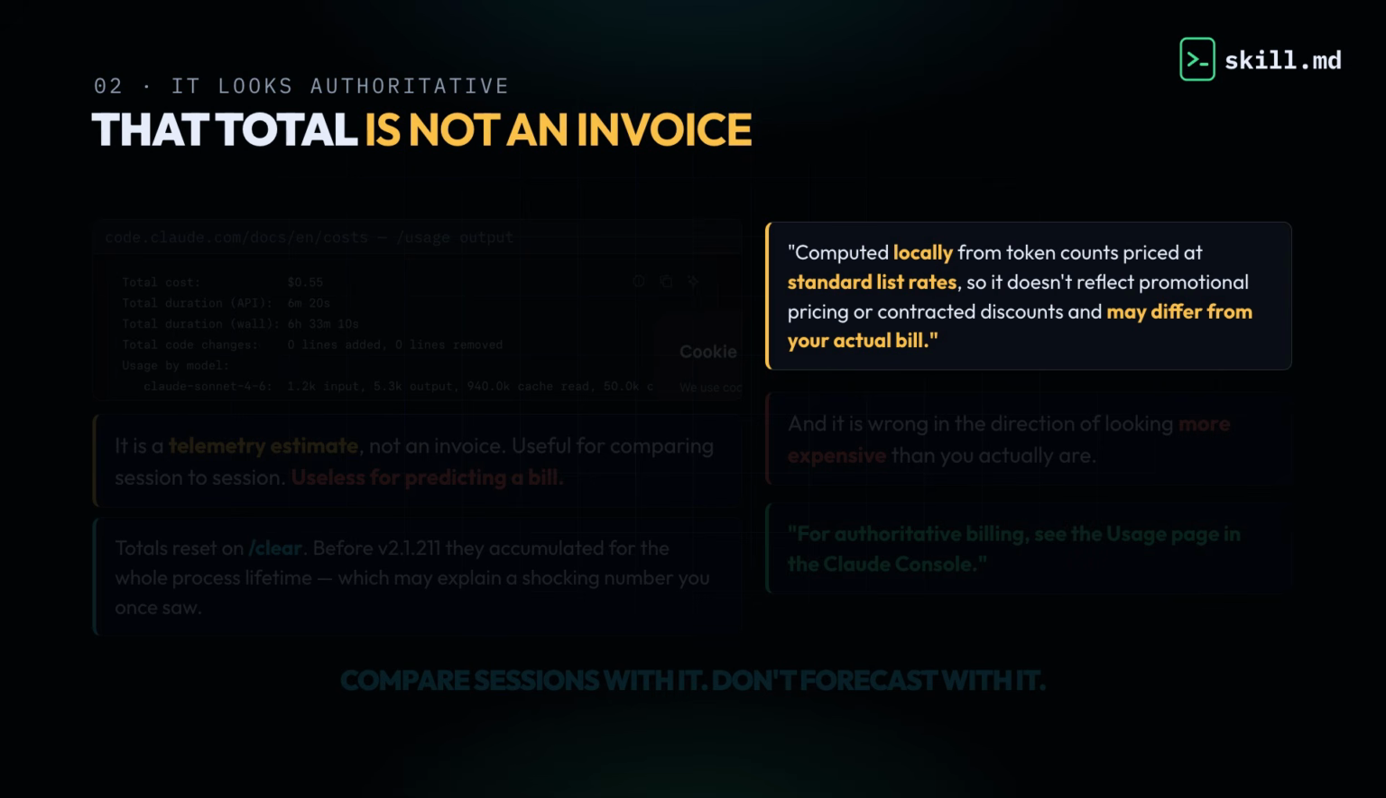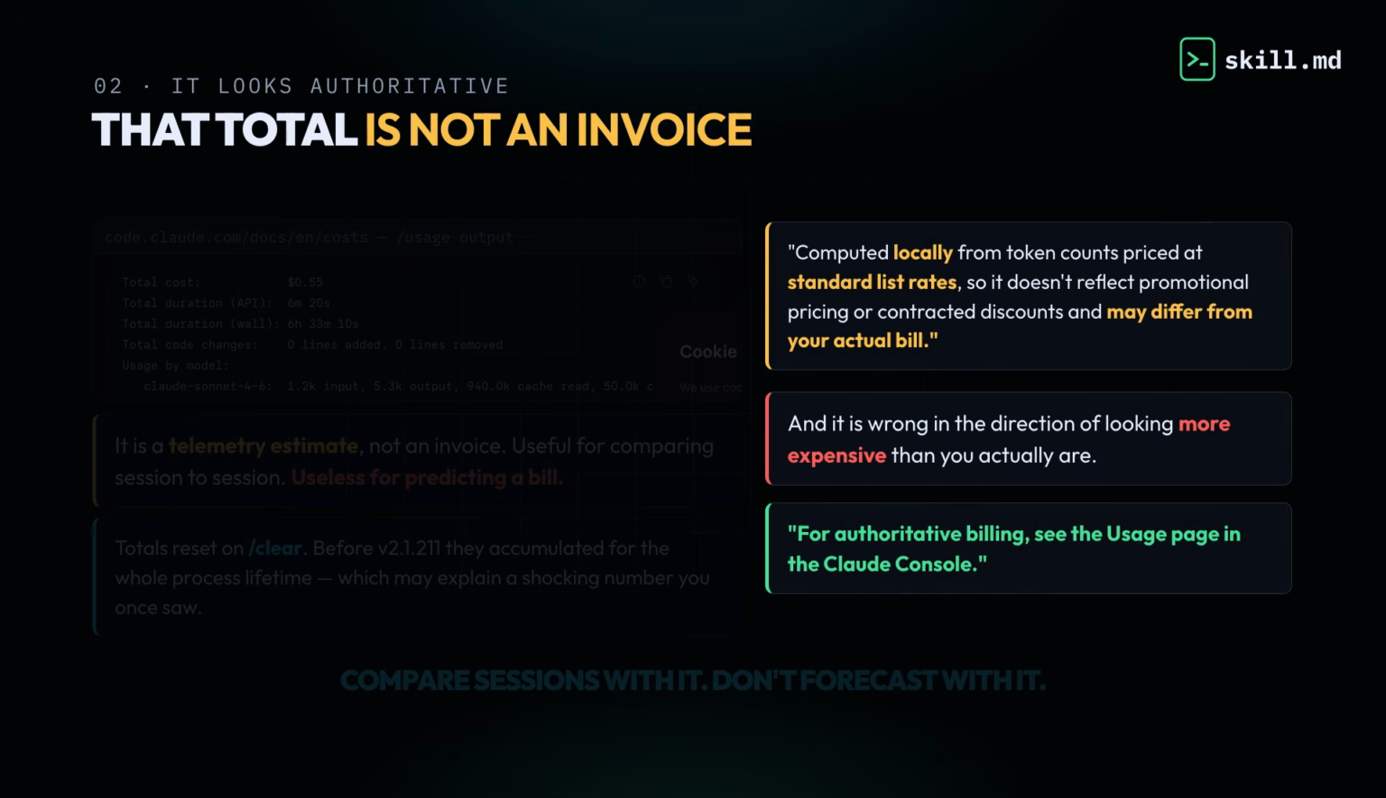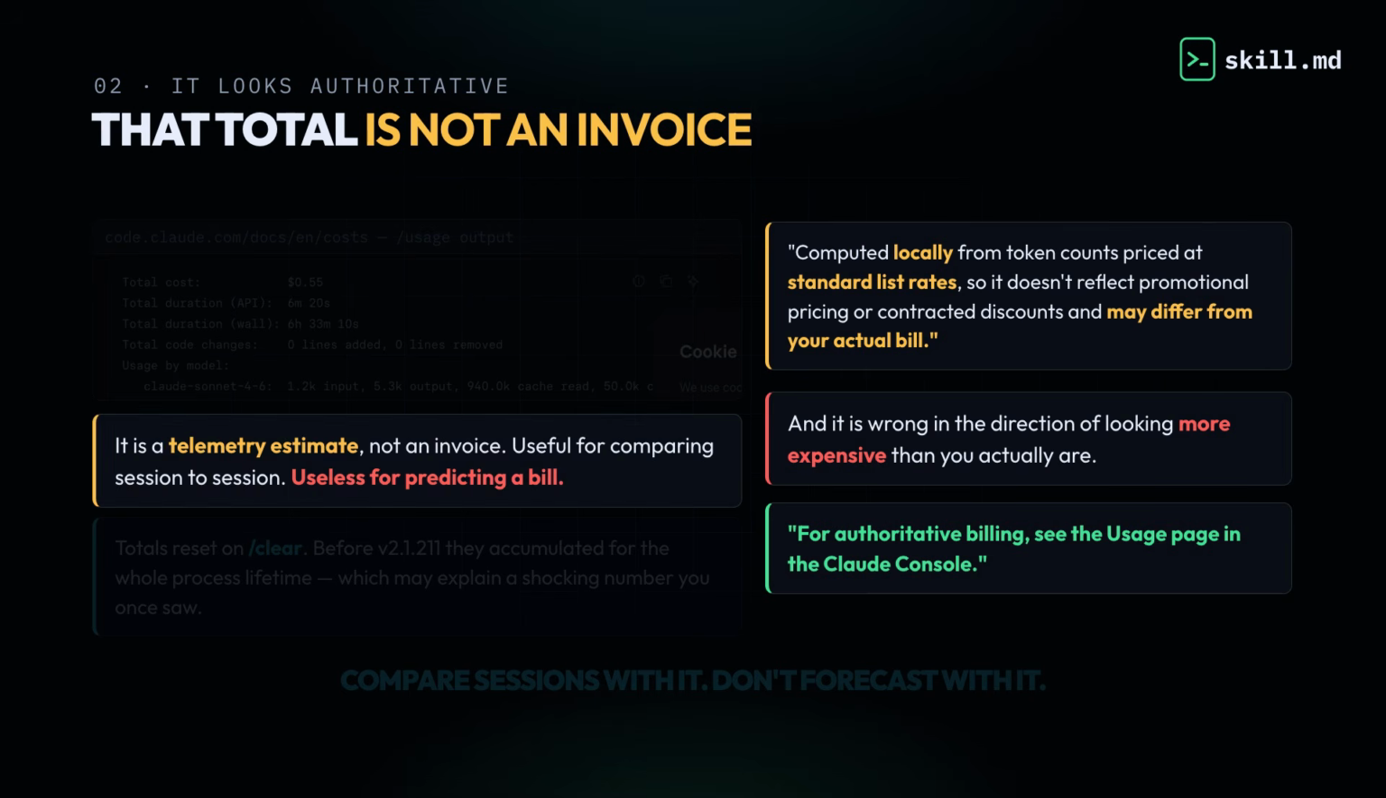So if your company negotiated a discount or you're on any promotional pricing, that number is wrong, and it's wrong in the direction of looking more expensive than you are. The docs point you at the real one. For authoritative billing, see the usage page in the Claude console. And if you're a Max or Pro subscriber, it's even less relevant. Quote, usage is included in their subscription, so the session cost figure isn't relevant for billing purposes. So that figure is a telemetry estimate, not an invoice.